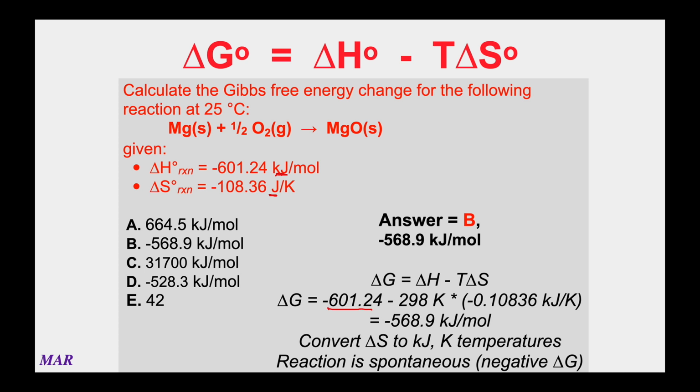But anyway, plug and chug. Delta G equals delta H, and you can see I just used the value as is, minus T, so 25 Celsius is 298 Kelvin, and then the delta S value, which is negative. I turned it into kilojoules, so I divided by 1,000. It became minus 0.10836. Anyway, the number came out to be a negative 568.9. Negative delta Gs are spontaneous. So this reaction is going to occur at room temperature, which is pretty cool. The negative sign of delta G tells you the reaction's good to go. If this would have been a positive delta G, we would have said it was non-spontaneous. Non-spontaneous reactions don't occur by themselves.